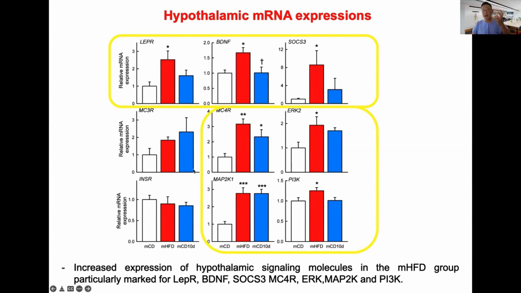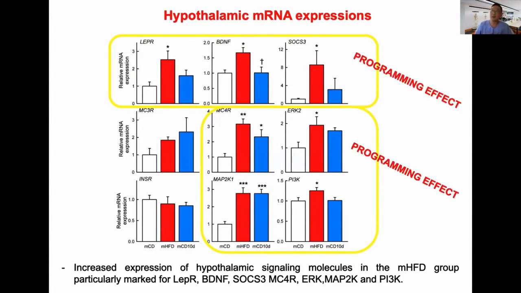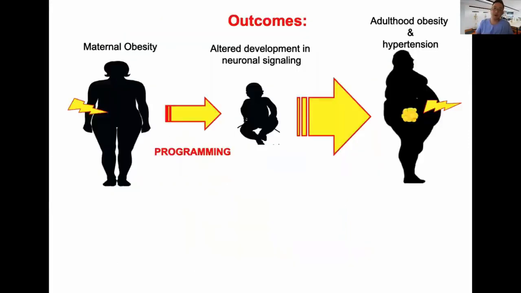We think the changes that we observed with the drug injection are due to the alteration of these precursors of the signaling pathway in the hypothalamus, because these genes are the ancestors of the parts that drive the changes in the leptin signaling, melanocortin signaling, as well as the insulin signaling pathway. And we strongly suggest this is due to the programming effect of maternal high-fat diet.